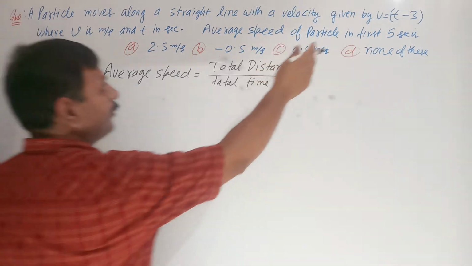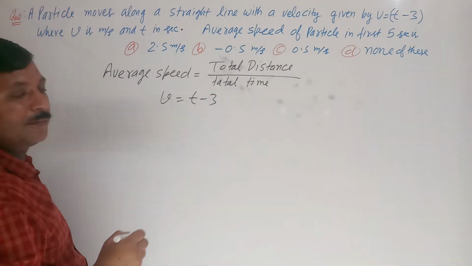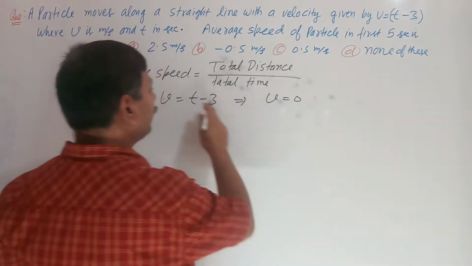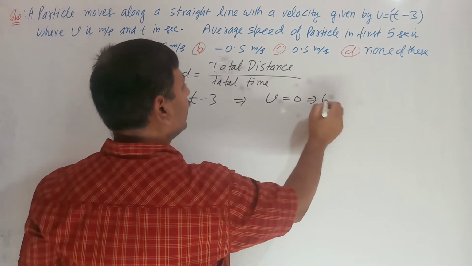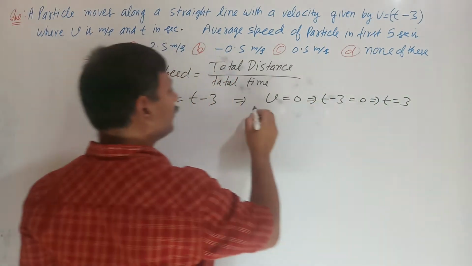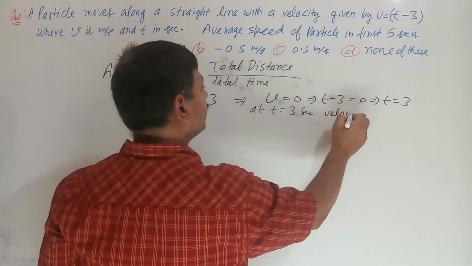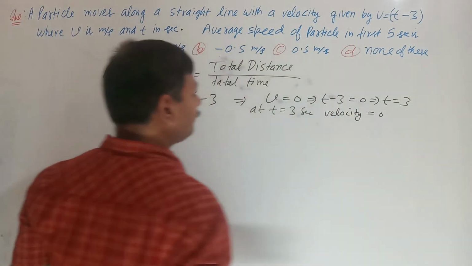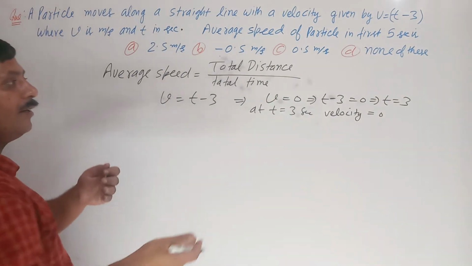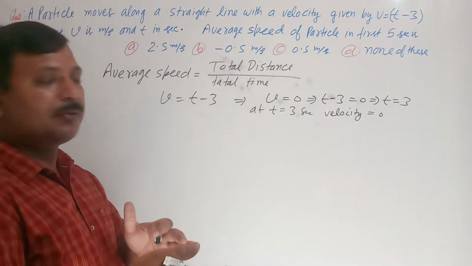So see here, the velocity they have given is v is equal to t minus 3. So here you can see v is equal to 0, that is t minus 3 is equal to 0, t is equal to 3. At t is equal to 3 seconds, velocity becomes 0. That means after 3 seconds displacement becomes positive or negative, meaning displacement will change.